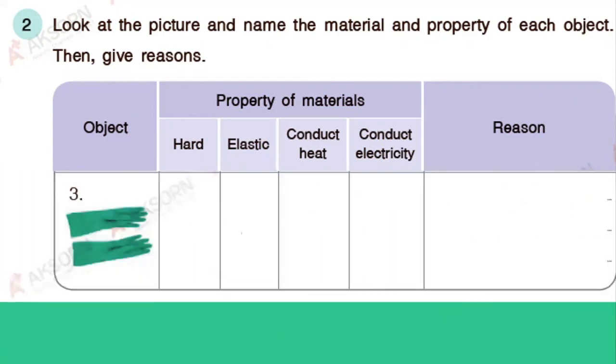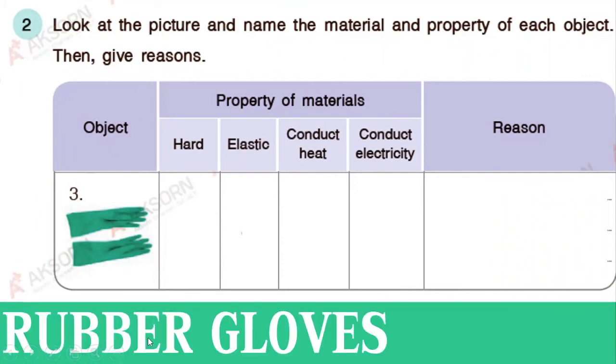Okay, next object, what is it? Object number 3 is rubber gloves. Repeat after me, please: rubber gloves. Rubber gloves. Okay. And now you make everything on your own. You identify rubber gloves: hard or not? Elastic or not? Conduct heat or do not conduct heat? Conduct electricity or do not conduct electricity? If you think it's hard, tick it. If you think it's soft, do not tick. If you think that rubber gloves have the property of elasticity, you tick it.